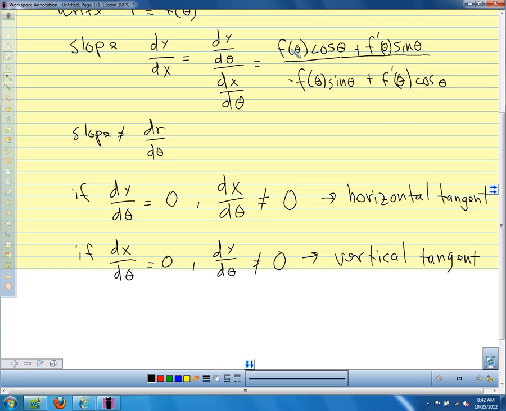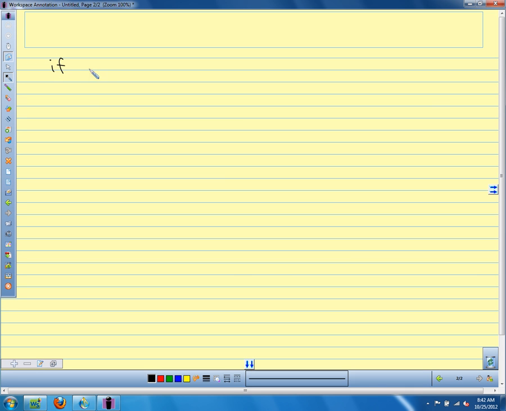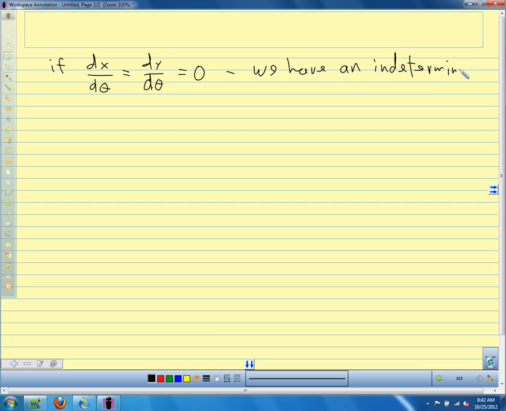Now the reason that I wrote this out, that I made this explicit, is because a couple of things happen. If dy d theta and dx d theta are both 0, we get an indeterminate form. So then we have to use some other tools. Let me switch pages. If dx d theta and dy d theta are both 0, our formula gives us an indeterminate form. So then we'll have to figure some other things out.